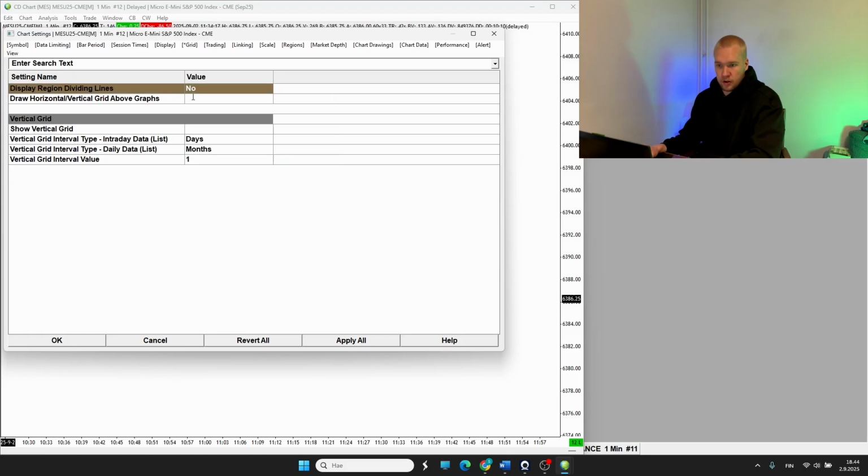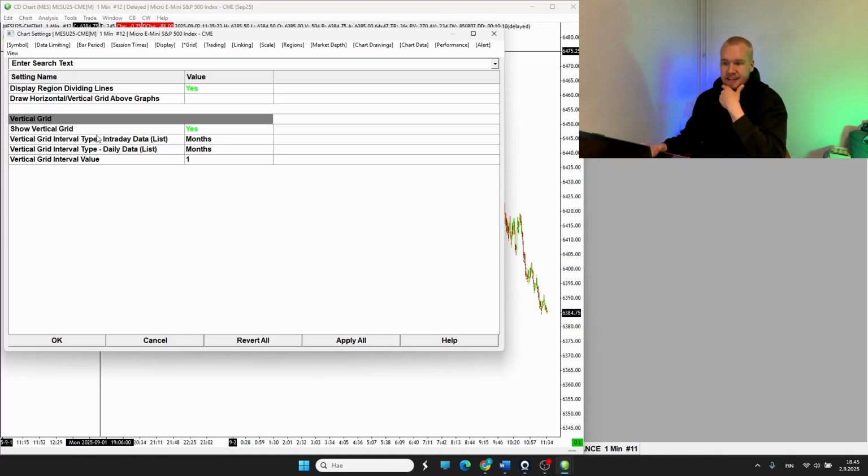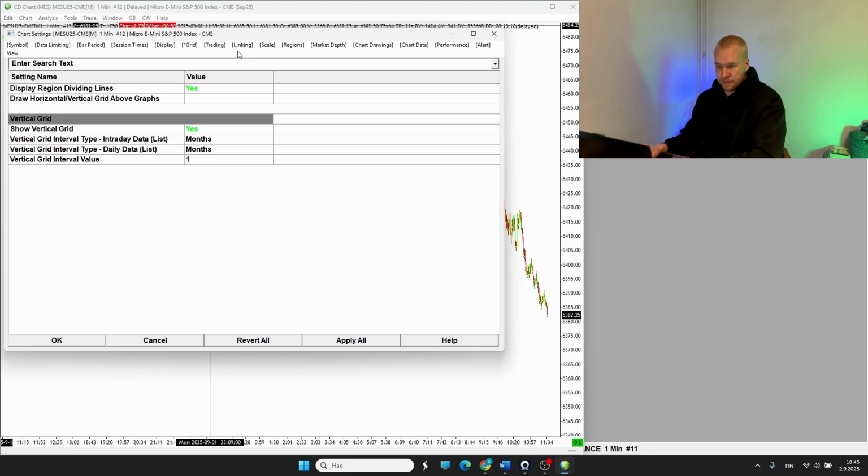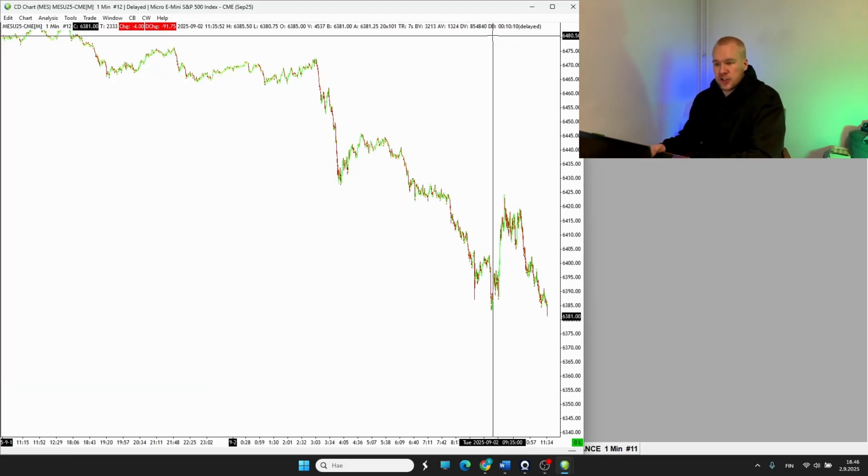Grid, we'll put yes here and also yes here. And we have the interval type as months. These settings I put both at months and then 1. This means that every time the month changes, it's going to make a line. And this just makes it easier to track when the month is changing. And those are it for the chart settings.